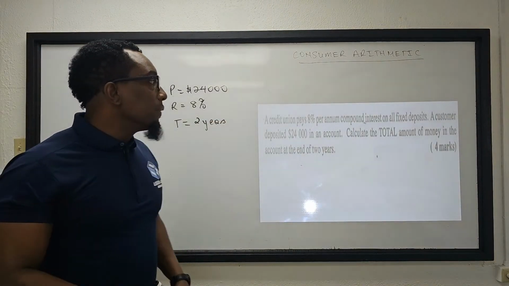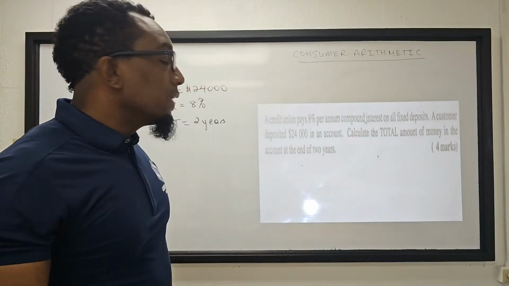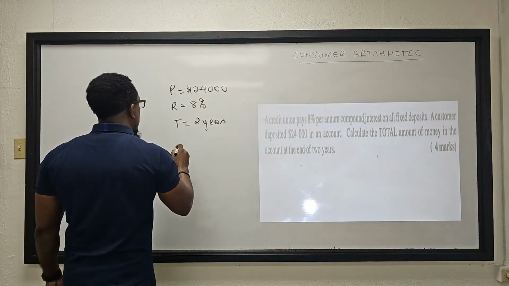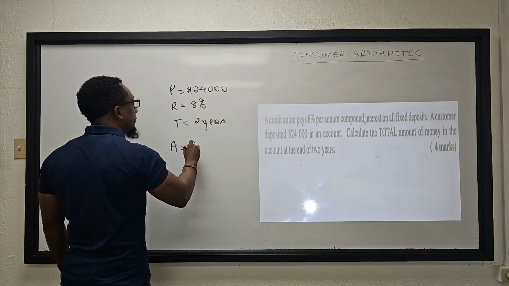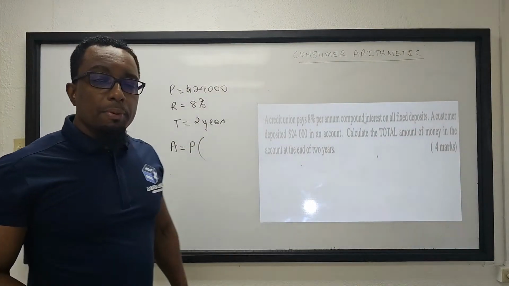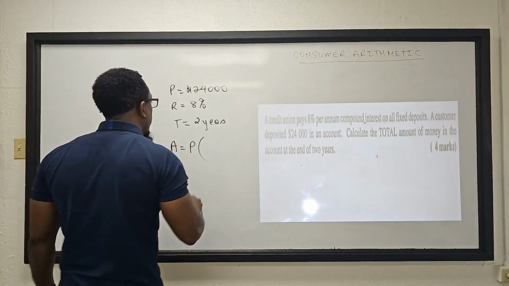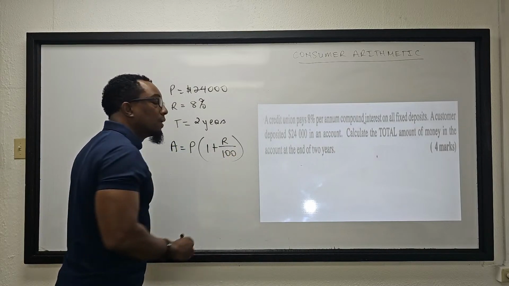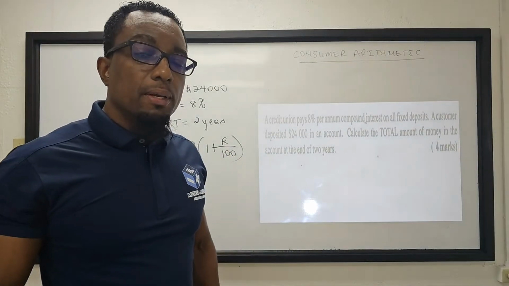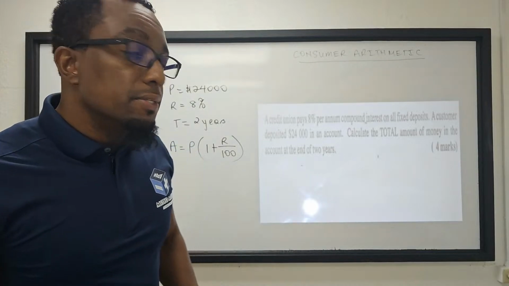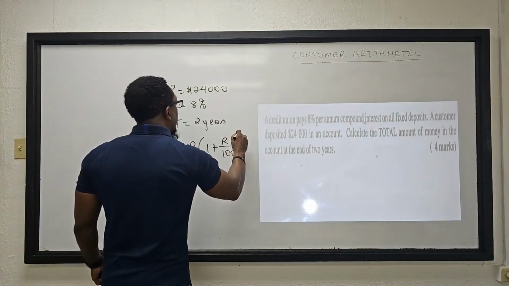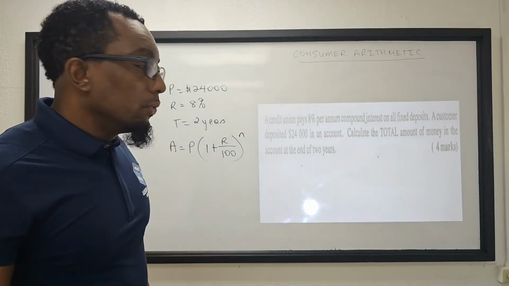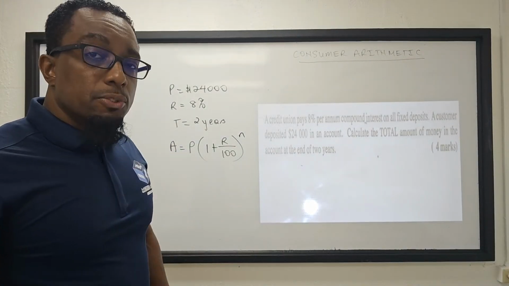And we want to determine the amount of money in the account, the amount accrued at the end of that 2-year period. So that will be A is equal to P, open brackets, remember our formula is 1 plus R divided by 100, within open and close brackets, raised to the power of n. Alright, so this is an important formula for us to know. And let us substitute into our formula.